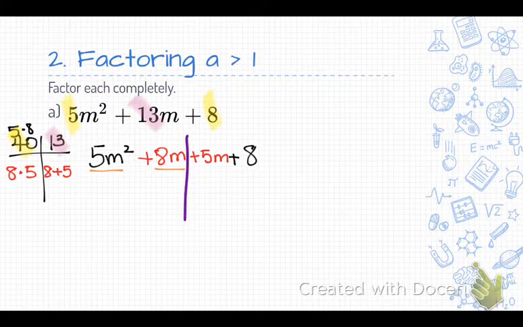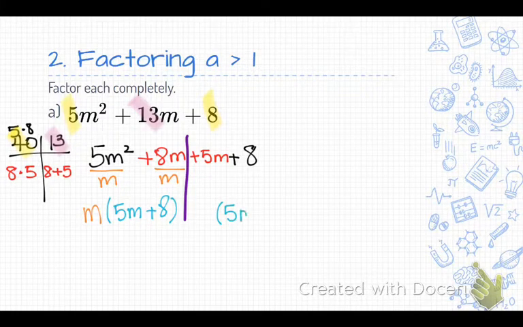5m comes out of 5m squared and 8m? It's just m, okay? If you wrote your factors differently, it would be 5m. But mine's a little bit different from yours. I can only take out an m from here. What's left? 5m plus 8. Okay? So I know my right side is also going to be a 5m plus 8.